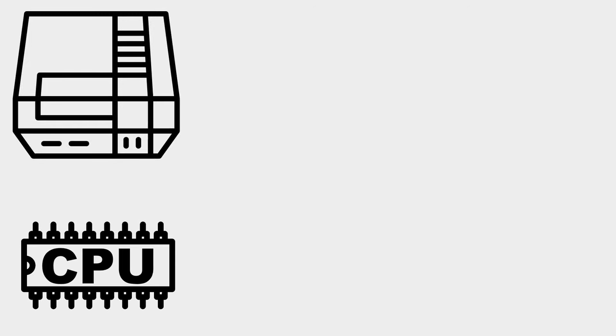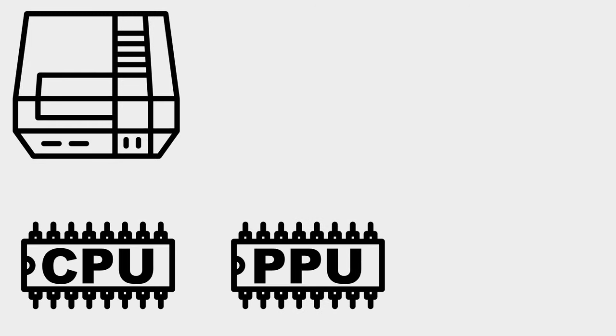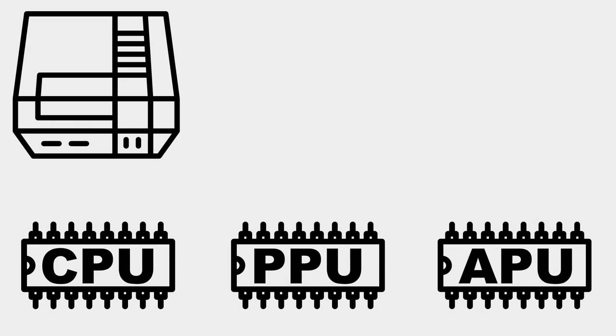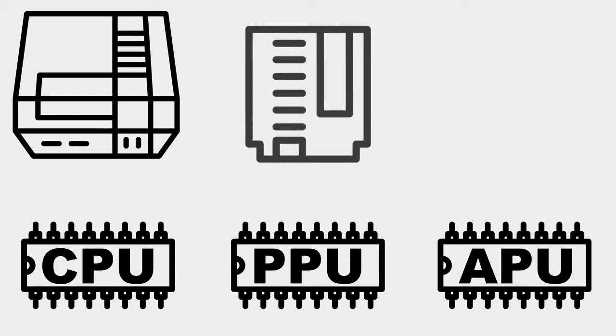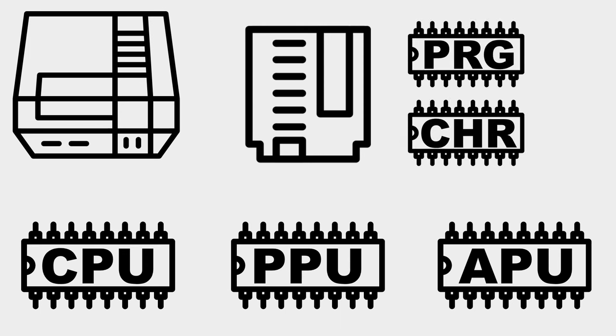The Nintendo Entertainment System has three different processors: the Central Processing Unit, the Picture Processing Unit, and the Audio Processing Unit. But it would be useless to talk about the NES system alone because it also requires a game cartridge in order to do anything. Every game cartridge is a set of computer chips that includes the program ROM and the character ROM.